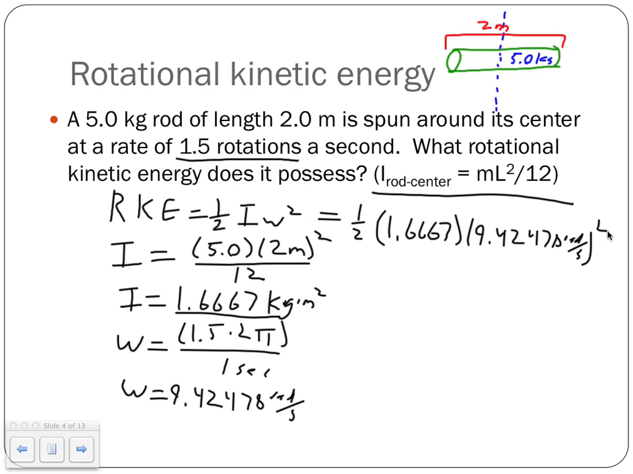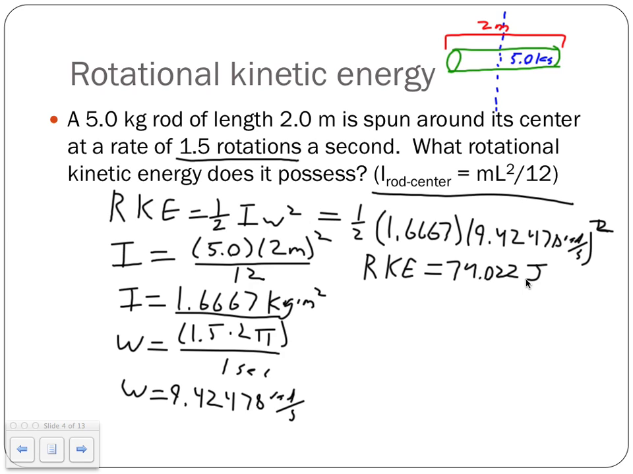And then quantity squared because of the fact that it's omega squared. And so we can once again just do the math on here and find our rotational kinetic energy. And so rotational kinetic energy in this case should be 74.022 joules will be our unit here, just the same way that other ones are.